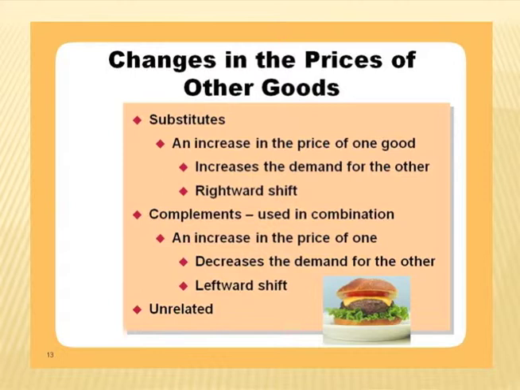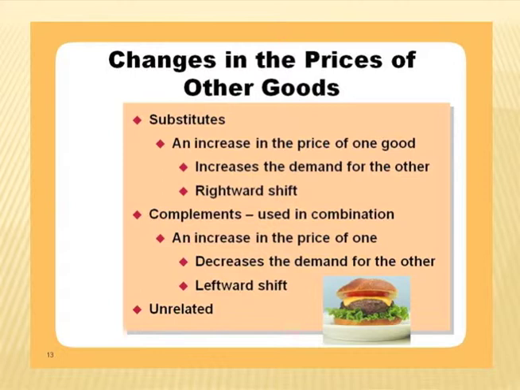We might think of pizzas and Cokes as being complements. And so if we increase the price of pizzas, then we would see a leftward shift or an inward movement of the demand curve for Cokes because the two go together. The two complement one another. And here complement is spelled a little different from the type that you give somebody.